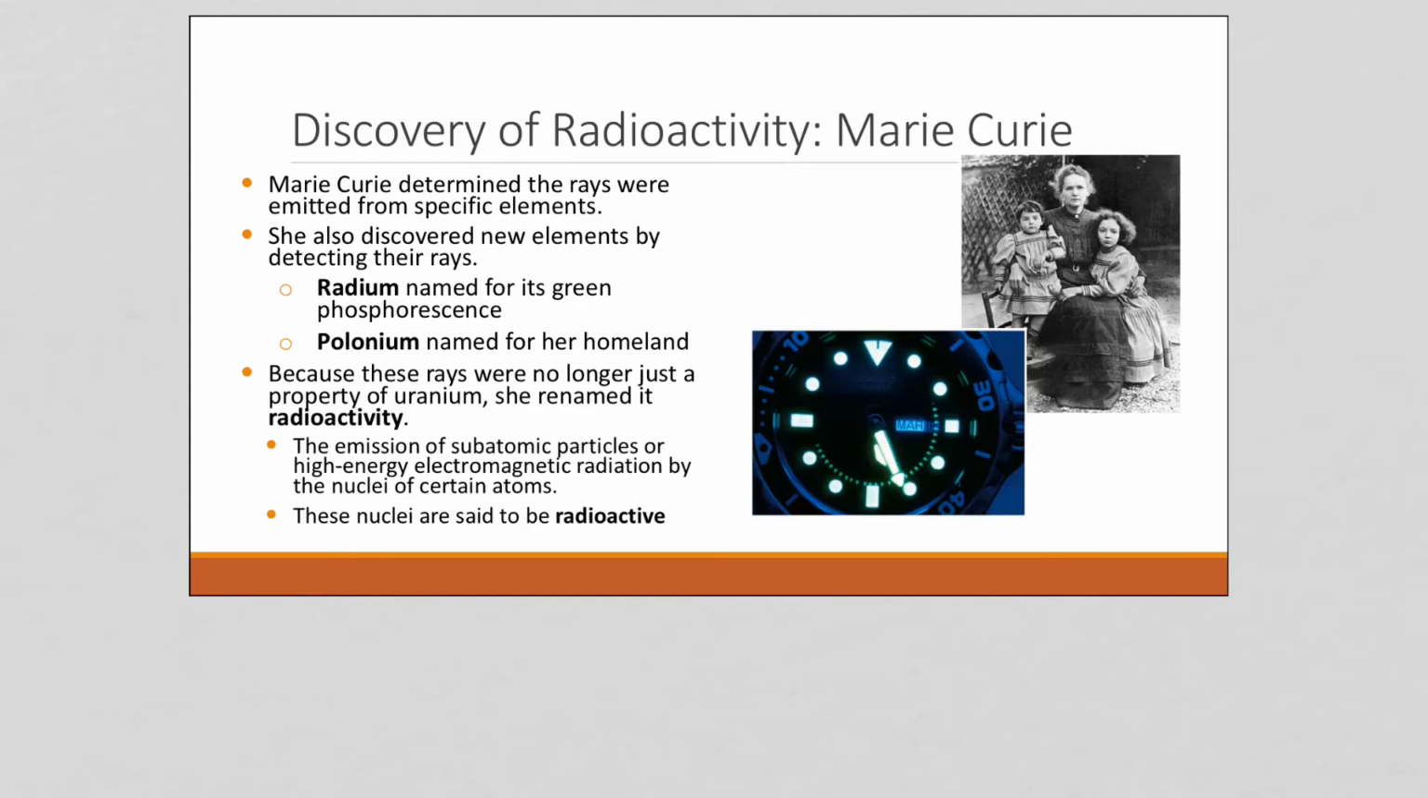Now, it was at this point in time that these, quote, uranic rays were renamed radioactivity, right? Because they were no longer limited to uranium, now multiple elements were known to undergo this, again, emission of subatomic particles or high-energy electromagnetic radiation. And so what we call radioactivity is coming from Marie Curie's discoveries. And again, these nuclei are termed radioactive.